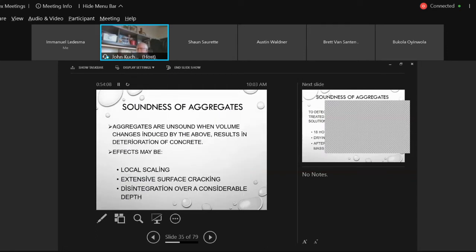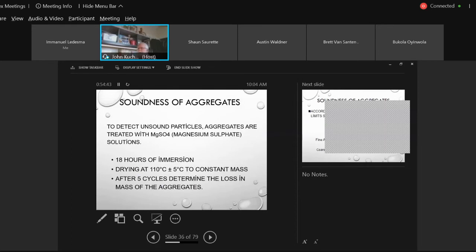Again, there's certain criteria, certain limits. Aggregates are unsound when the volume changes. We're using that magnesium sulfate solution to soak up, and when you dry it, it shrinks back and forth. Volume changes. That's what we're trying to simulate. The effects may be local scaling, some scaling of aggregates, extensive surface cracking, or disintegration over considerable depth. Spalling, scaling.